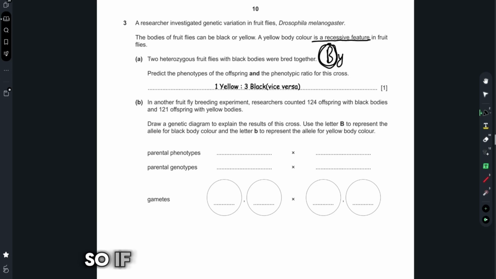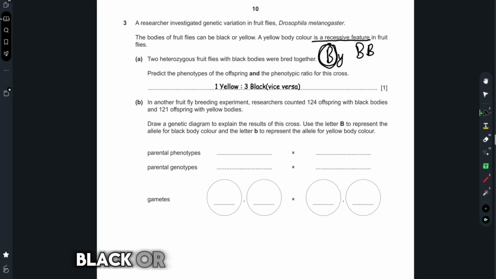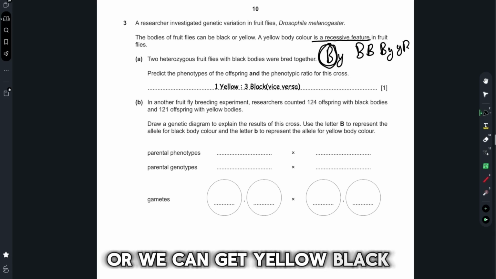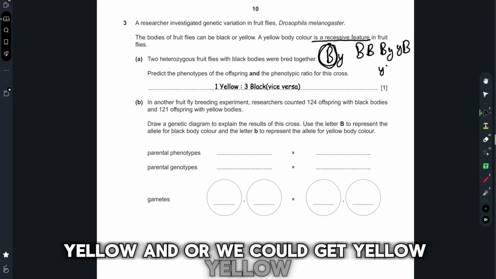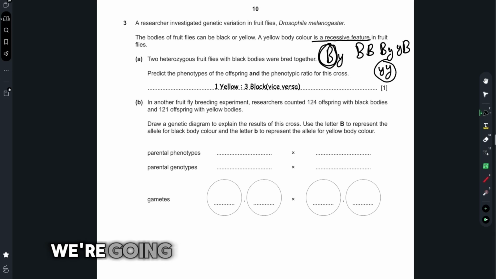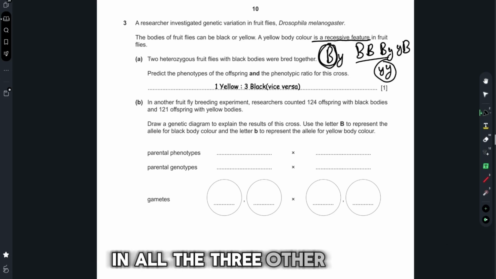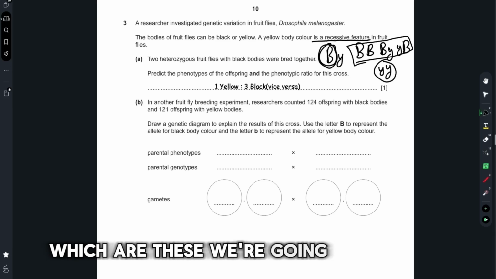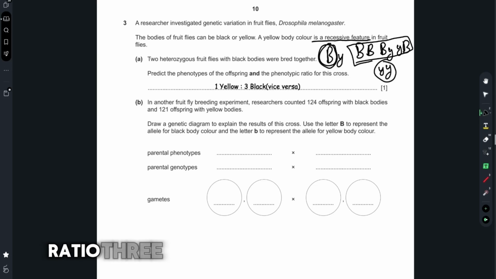So if we breed two of those flies, we're either going to get black, or we can get black yellow, or we can get yellow black, which is the same as black yellow, or we could get yellow. In the case of yellow, we're going to have only yellow body color. In all the three other cases, we're going to have the body color black. So the ratio for this is going to be 1:3.